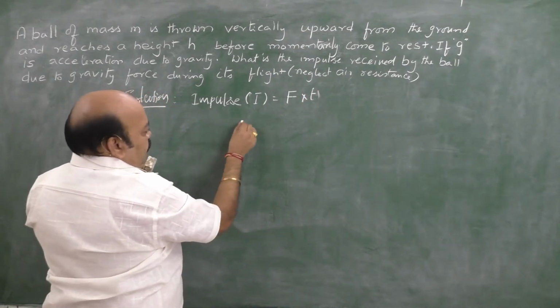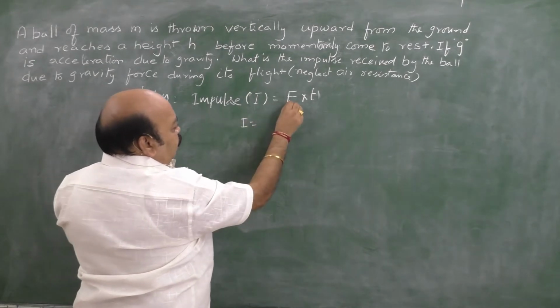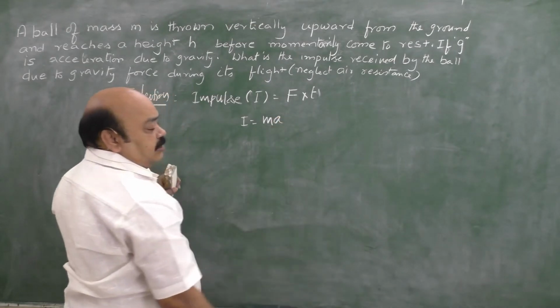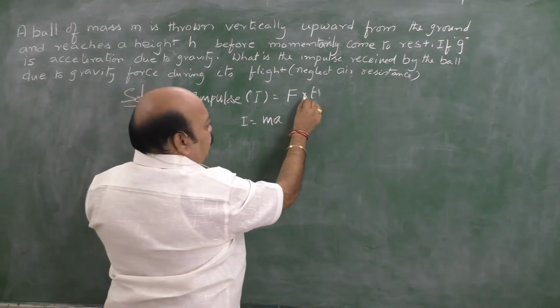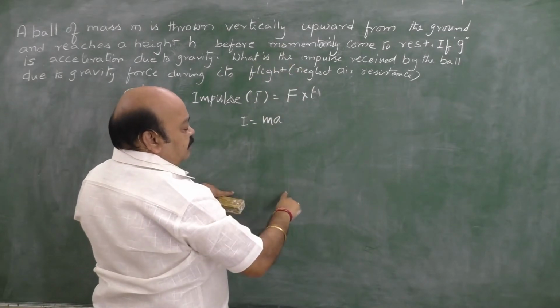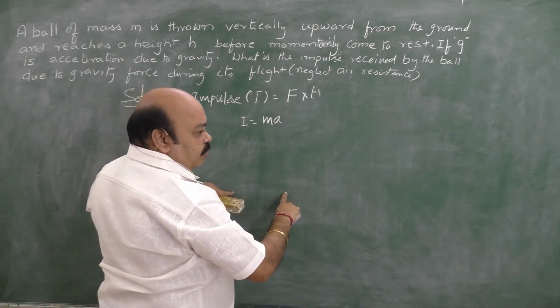So, what is the force acting? F is equal to ma into T, here T means total time of flight of a vertically projected body.